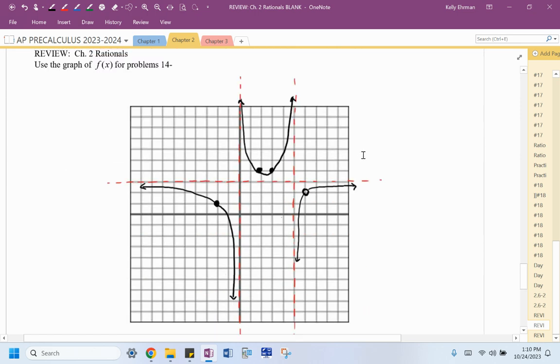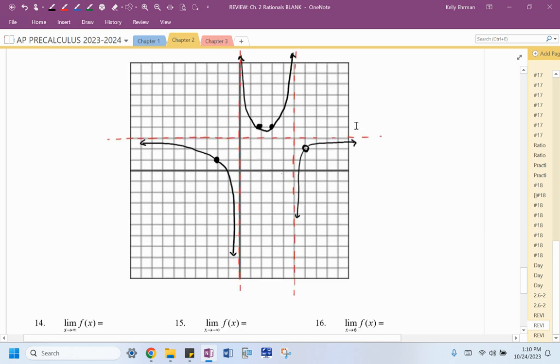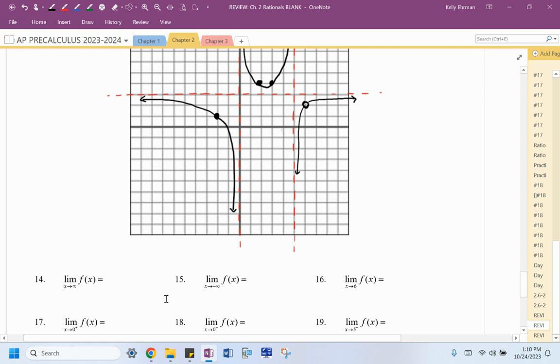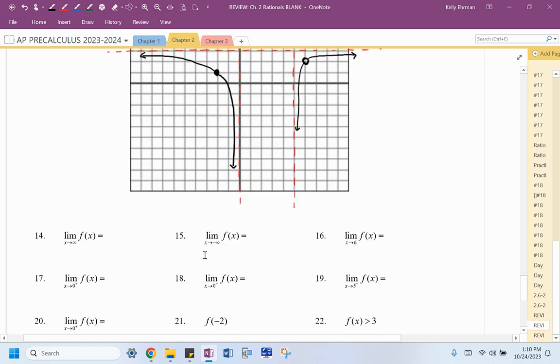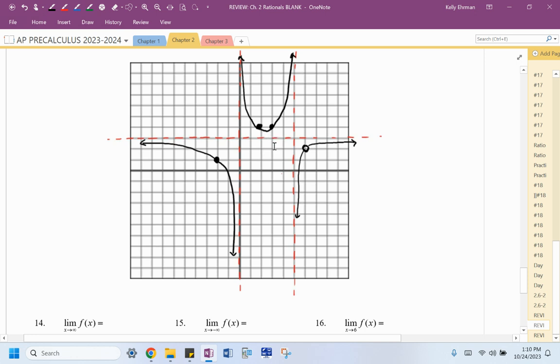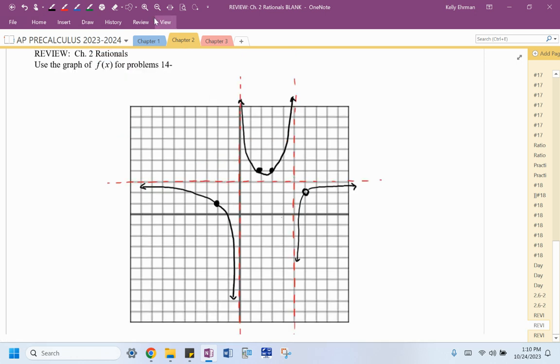This last page, I tried to pull something similar from the types of questions AP Classroom was asking, but also the limits. Remember, we did one-sided limits and talked about limits at infinity in our notes. So take a look at this graph. This is f of x.